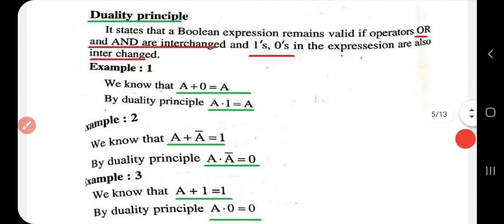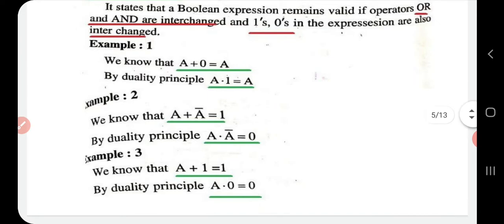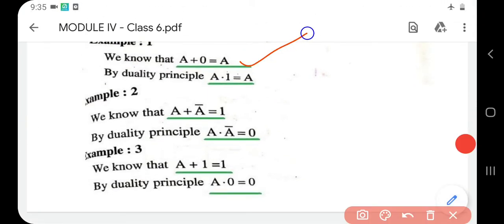Now the duality principle means that a Boolean expression remains valid if the operators OR and AND are interchanged and 1 is replaced with 0. If you interchange OR and AND, and 1 with 0, the expression will not change, it will remain as such. There are three examples. A plus 0 is equal to A. Here we replace the OR operation, that is plus, with dot, and 0 is changed to 1. So A plus 0 becomes A dot 1 equal to A.